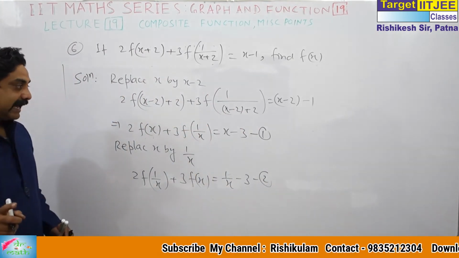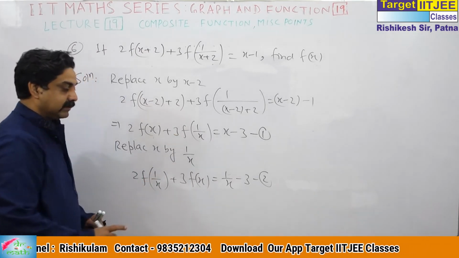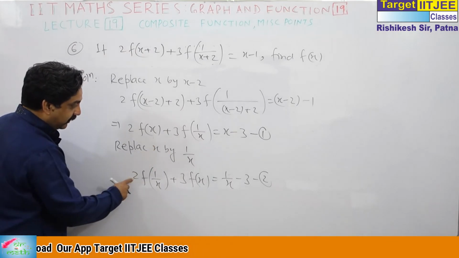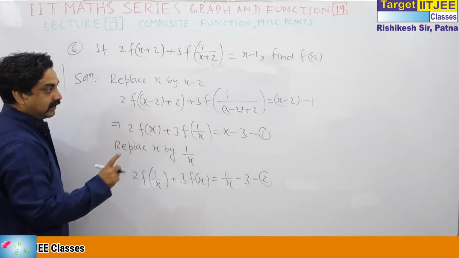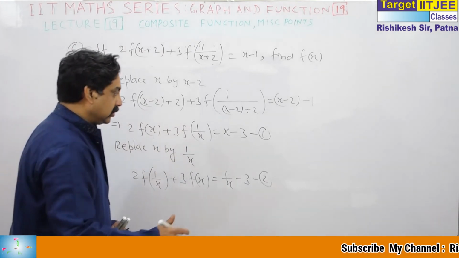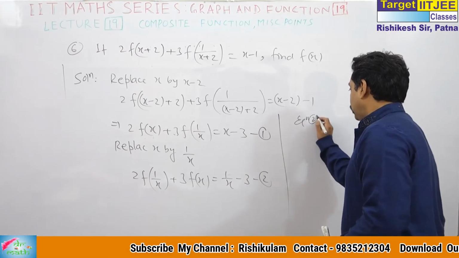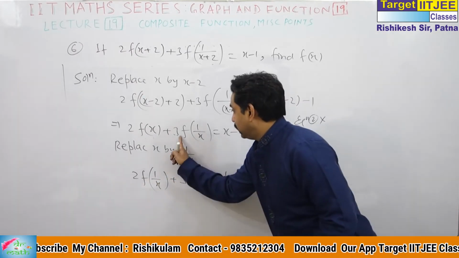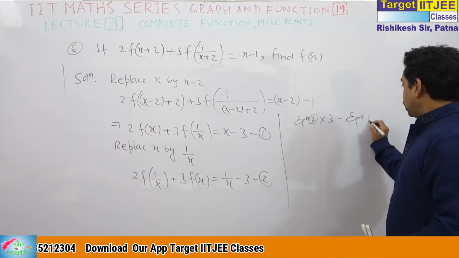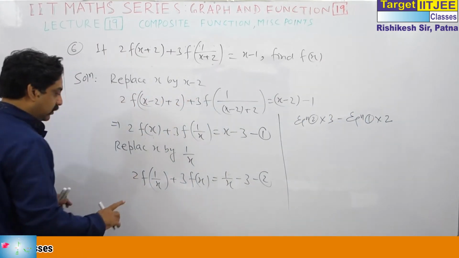We will do it as simultaneous equations and cancel one. Suppose we multiply this by 3 and this by 2, these two will cancel, and what is left is f(x). So, we do equation 2 into 3 minus equation 1 into 2. So, what do we get when we do equation 2 into 3?